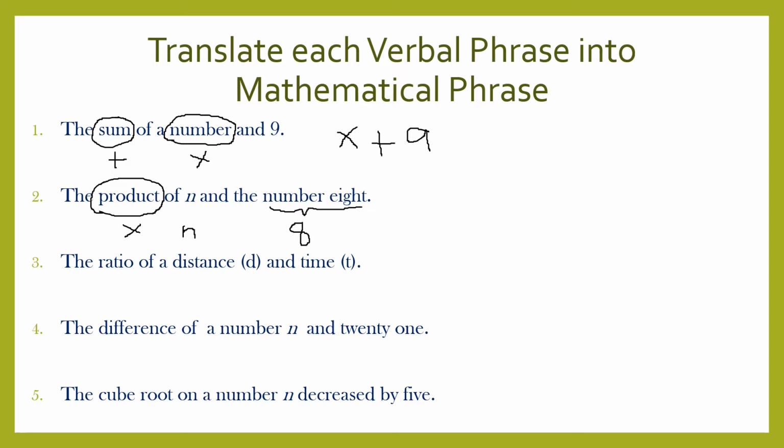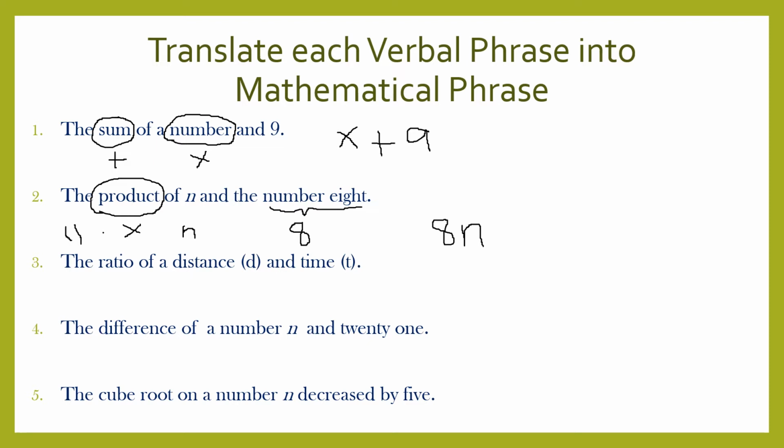So, hindi lang times ang symbol ng multiplication. Pwede ding dot, pwede ring parenthesis. So, getting the product of a number and 8, or simply, since dalawa lang sila, we can simply write 8n. That shows the product of n and 8.